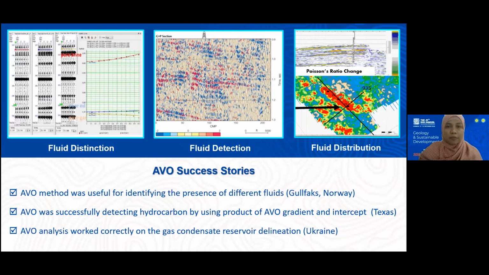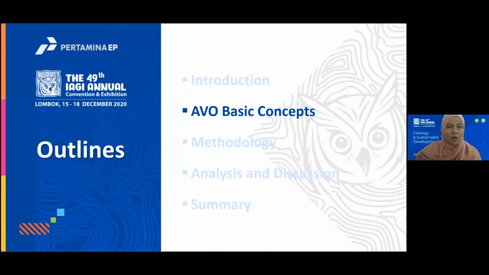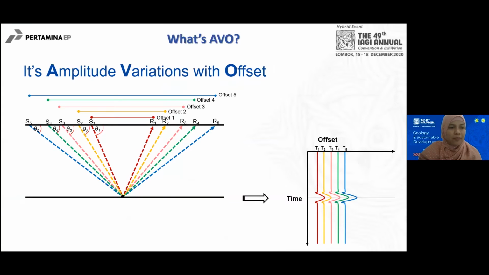And the third one is from Ukraine, where AVO analysis worked correctly on the gas condensate reservoir delineation. What is AVO really? AVO by definition is amplitude variation with offset. When we have a point in the subsurface, which is shot by several pairs of source and receiver here, or we call it offset, we will have traces recorded here on the right side with amplitude varying depending on the angle of the incidence.